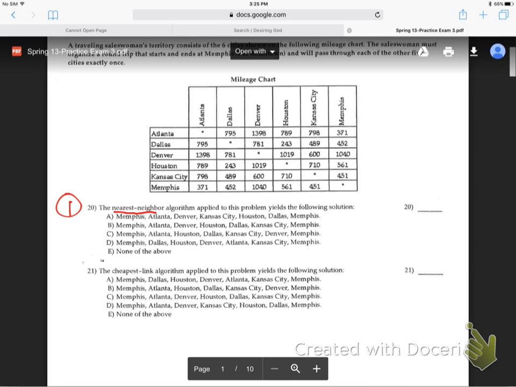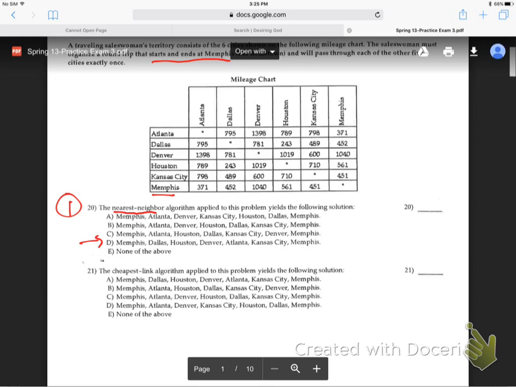So that means that I just start. And where are we starting? Does it say at the top? Up there, you can barely see it. Starts and ends at Memphis, huh? Did you notice that up in the writing at the top? And you can see it on the answers, huh? They all start and end at Memphis. So when it just says nearest neighbor, that's all you do just one time, start and end at Memphis.